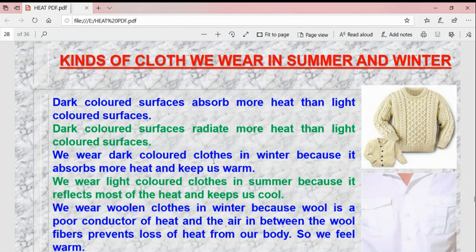We wear dark colored clothes in winter because they absorb more heat and keep us warm. And we wear light colored clothes in summer because they reflect more heat and keep us cool. We wear woolen clothes in winter because wool is a poor conductor of heat and the air in between the wool fibers prevents loss of heat from our body. So we feel warm. These are some applications in clothes in summer and winter seasons.